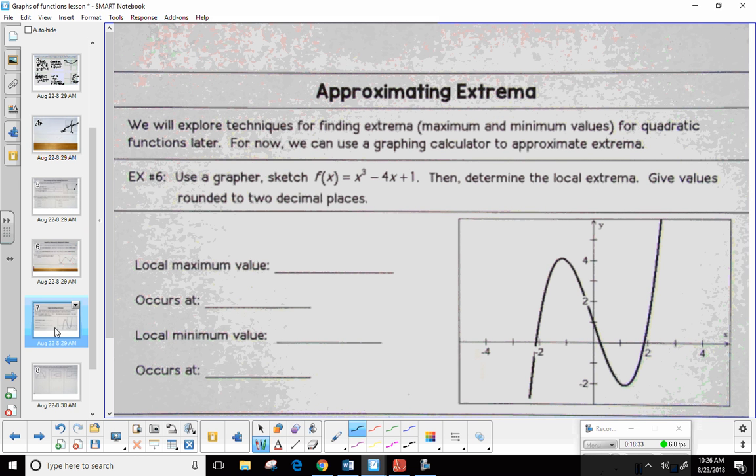Now, we already have this sketched, so I'm going to go ahead and put it in the calculator in just a second. This is x cubed minus 4x plus 1. It says we want to determine the local extrema. Give values rounded to 2 decimal places. Okay, so we're going to go ahead and do this by technology, and then I'm going to very, very quickly show you how we would do this using calculus. Okay, so if I lose you on the calculus portion, that is okay. This is just kind of like a foreshadowing of what's to come.